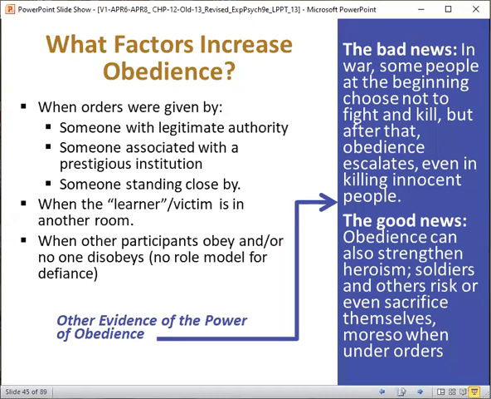In war, some people at the beginning choose not to fight and kill, but after that, obedience escalates, even in killing innocent people. The good news: obedience can also strengthen heroism. Soldiers and others risk or even sacrifice themselves more so when under orders. So what we see is the following thing.